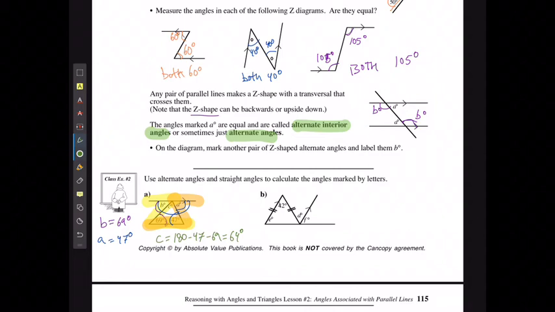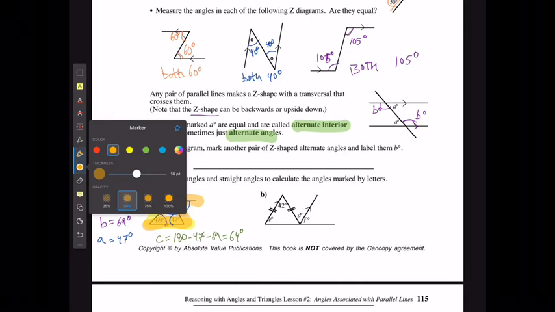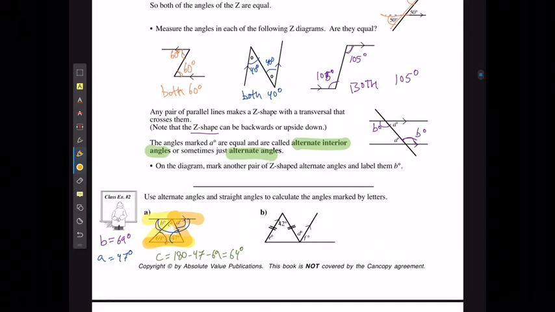Now, when I get to example B, I can see that I have my two parallel lines are going to be here and here, and there's the transversal that's going to give it the Z shape that I'm looking for, which means that when I look at this, I can say that, well, the 42 and the D are going to give me that Z shape or the alternate angles. So D has to equal 42 degrees.